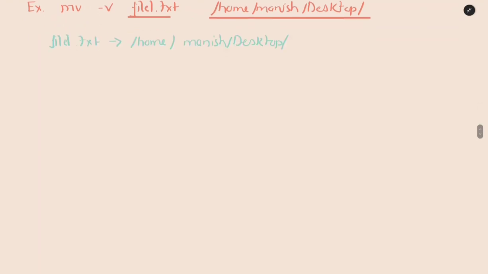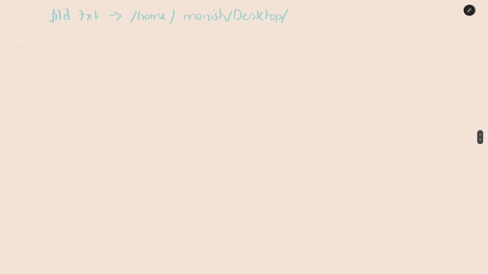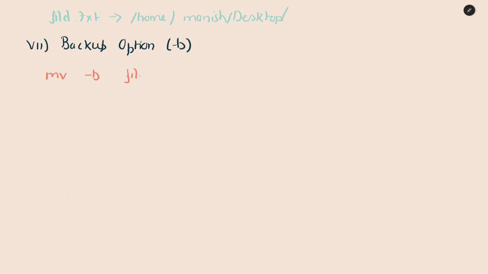Now we will study about the backup option, that is -b. This option creates a backup of the file at the destination before replacing it with a new file. Example, mv -b, suppose it's file1.txt, and the destination is /home/manish/desktop.